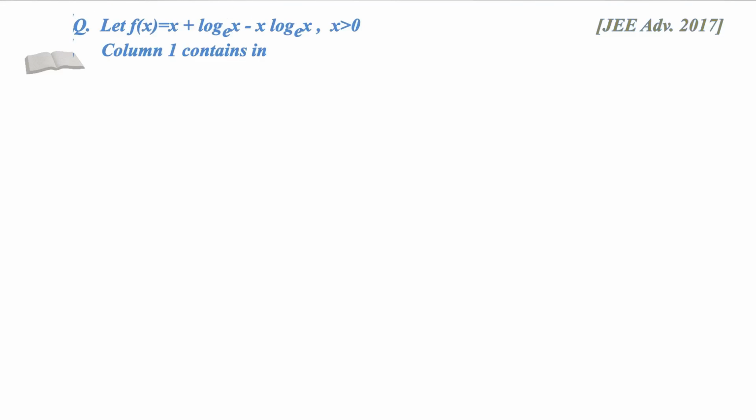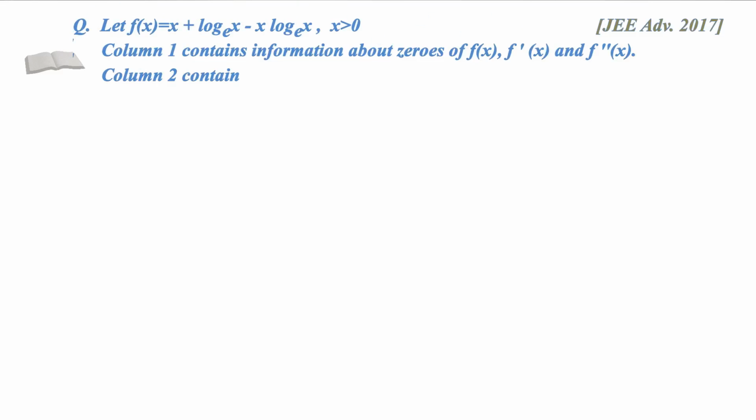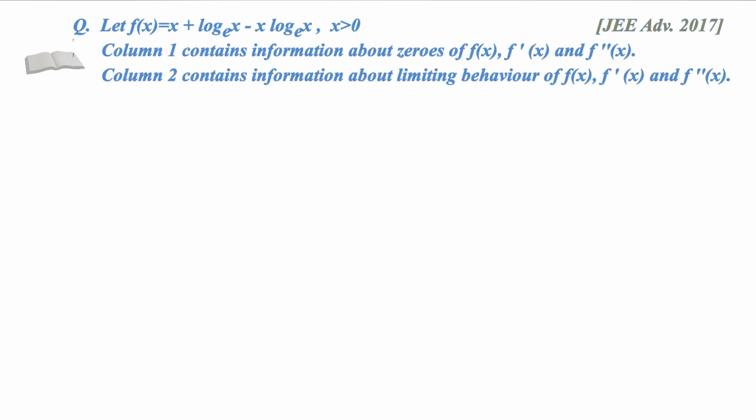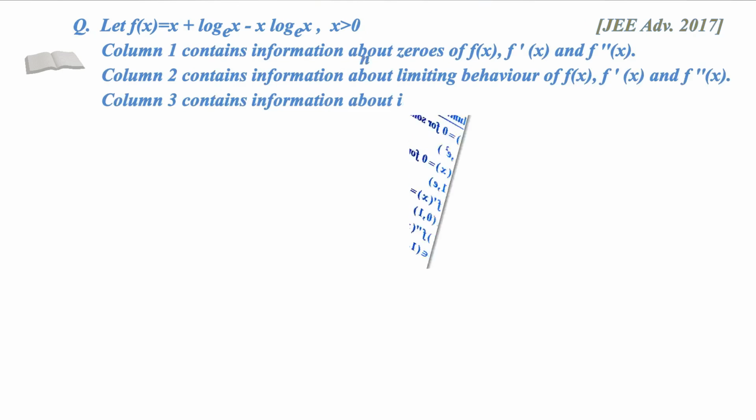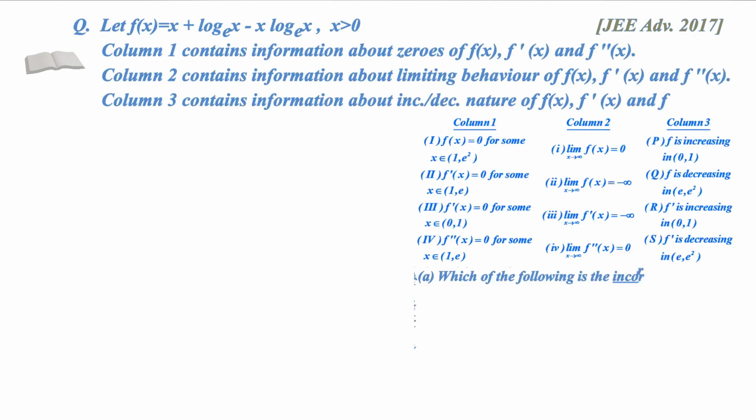Let f of x equal to x plus log x minus x log x for x belonging to the interval 0, infinity. Column 1 contains information about zeros of f of x, f dash of x and f double dash of x. Column 2 contains information about the limiting behavior of f of x, f dash of x and f double dash of x at infinity. Column 3 contains information about increasing, decreasing nature of the function f of x and f dash of x. Then answer the following questions.